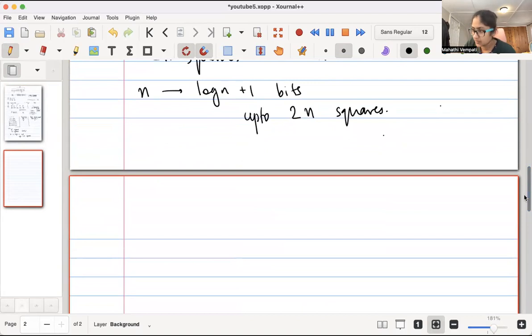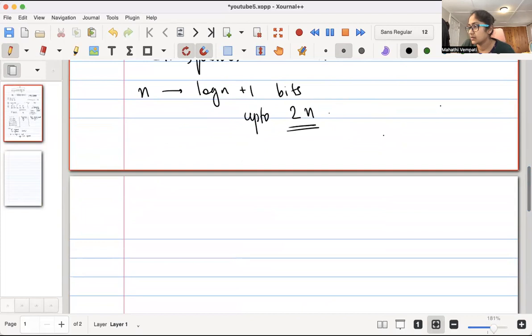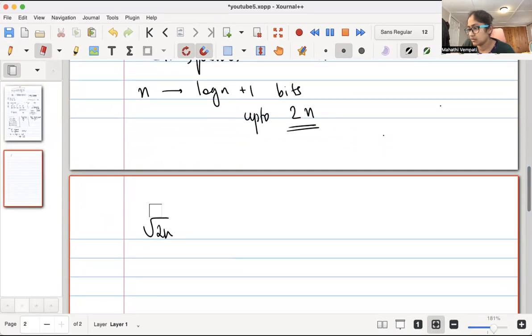Okay, so say you have up to 2n squares. So 2n, up to 2n. So number of squares can be root 2n, right? Root of 2n. Say if you have a given square, how many subarrays of that square?